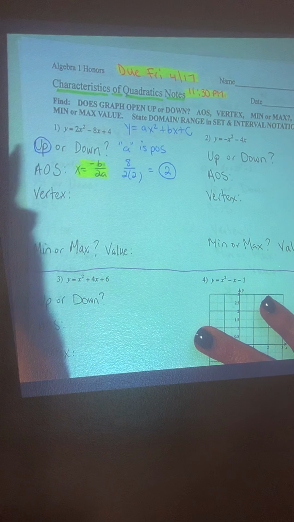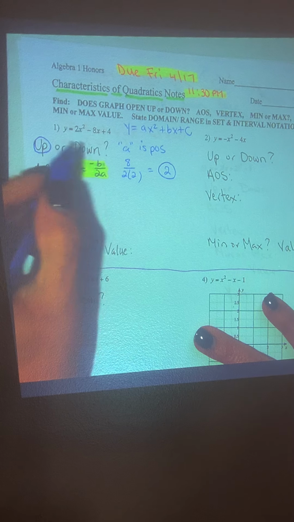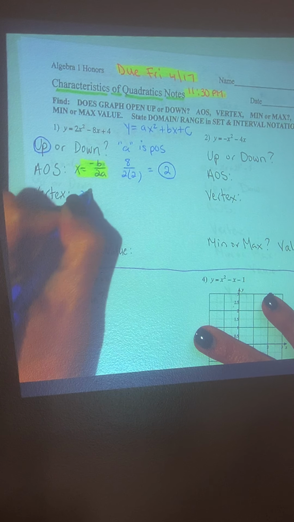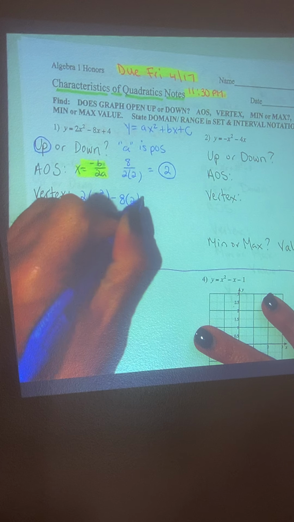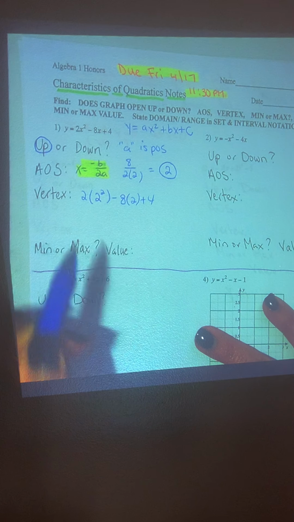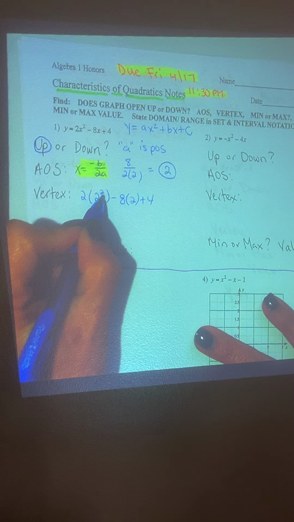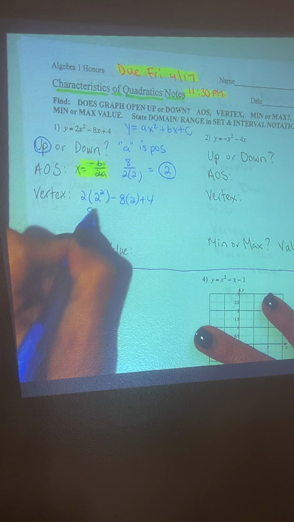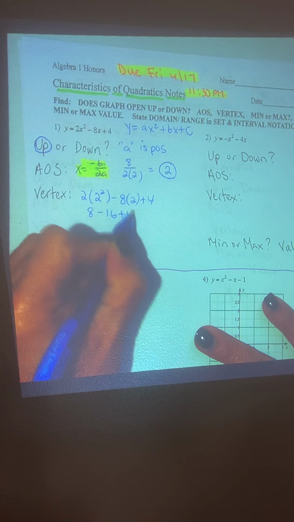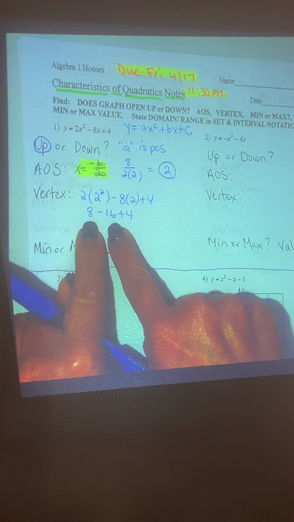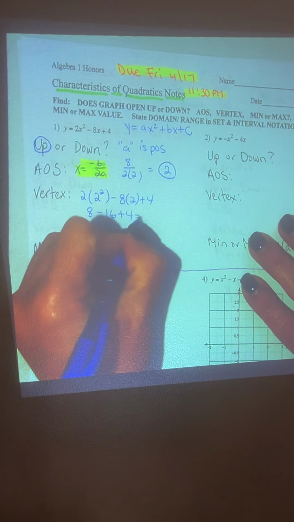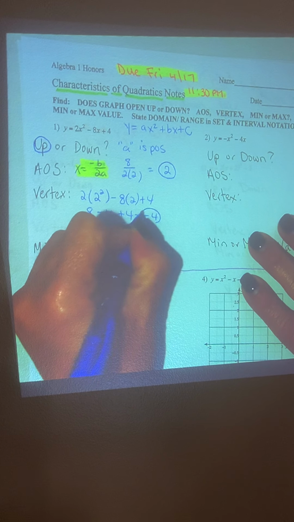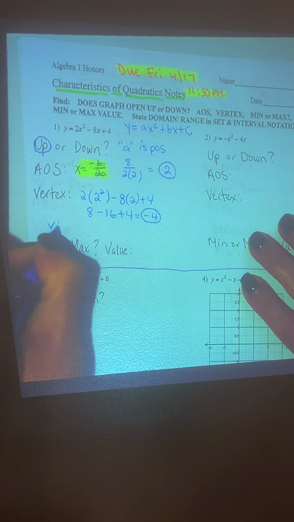Vertex is always an ordered pair. Plug it back in. So we get 2 times 2 squared minus 8 times 2 plus 4. Remember when I told you guys, 4 times 2, 8, negative 16. Remember, opposite and doubled? Okay, opposite and doubled. So that's a negative 8 plus 4 is negative 4. So therefore my vertex is 2, negative 4.